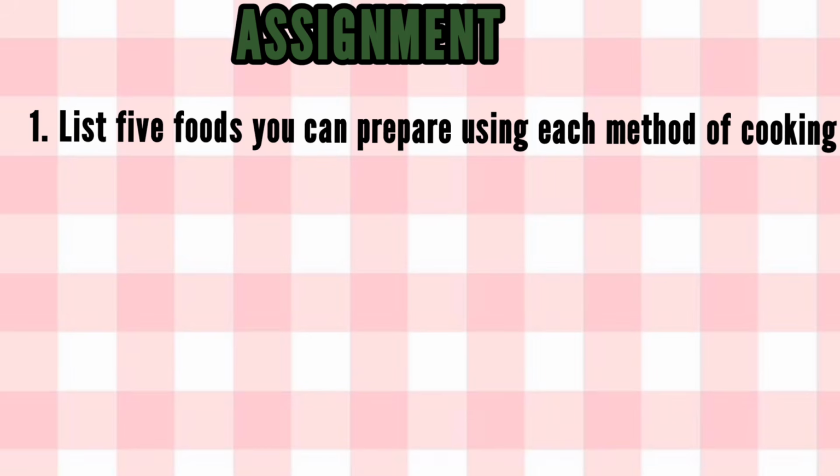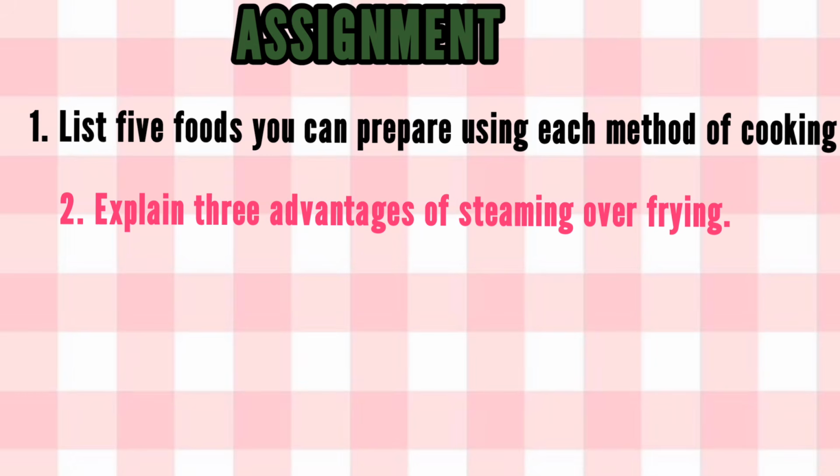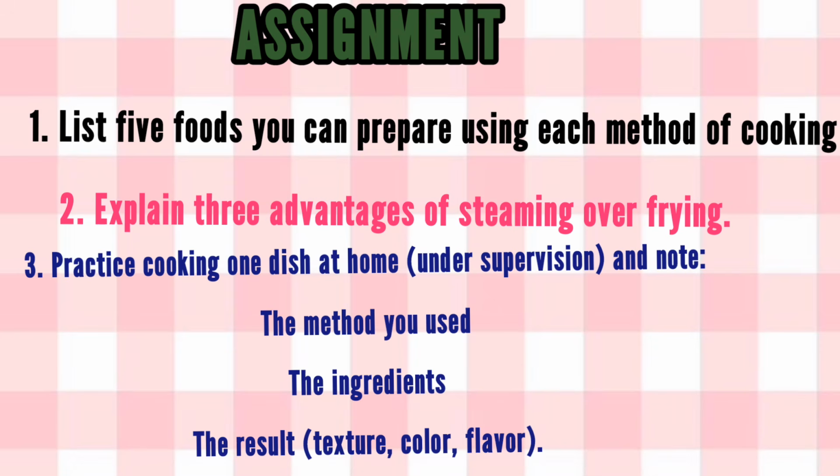Here's a little home fun to make sure that you understood everything. First, list down 5 foods you can prepare using each of the methods that we named today, foods that we didn't list, and explain the 3 advantages of steaming over frying. And third, practice cooking one dish at home. If you're young, make sure you have someone who is watching over you while you do it, and note the method that you use, the ingredients that you used, and you can also tell us the results, texture, color, or flavor that you found. You can comment down below and I'll be happy to read your answers.